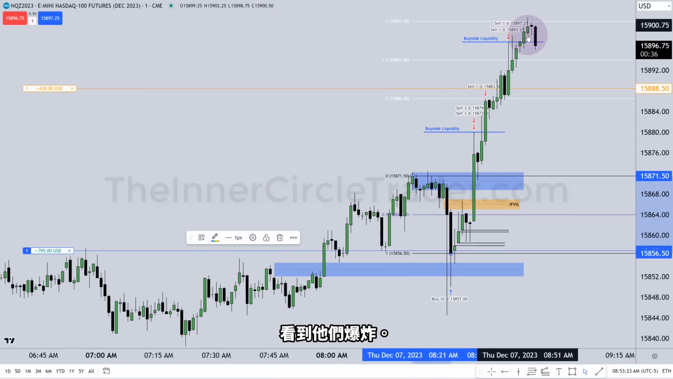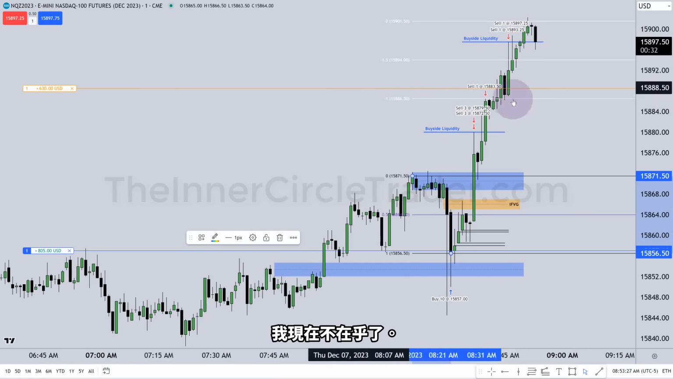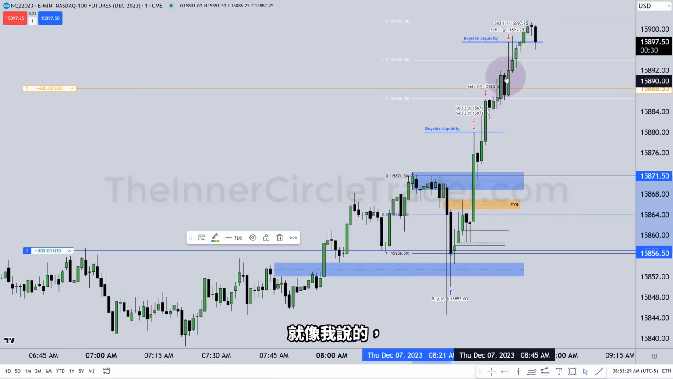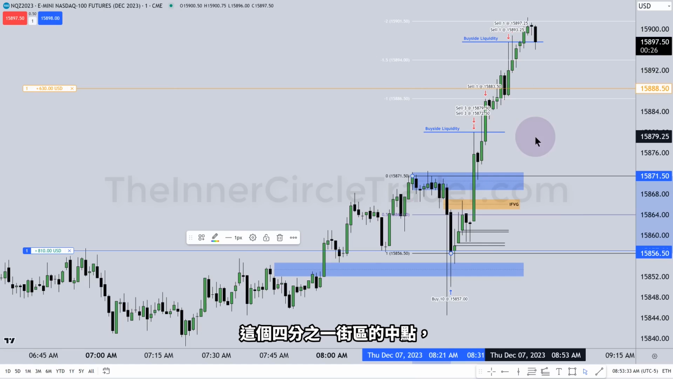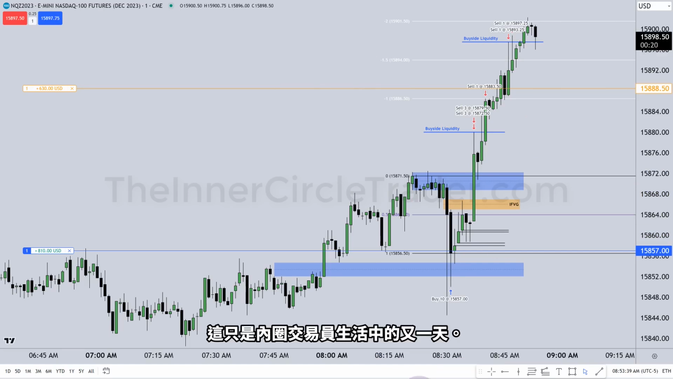Boom. Beautiful, beautiful. So I don't care now, like I said, if it goes down and runs out the halfway point of this order block, then I'm done. I don't really care. Okay, so just another day in the life of the inner circle trader. That randomness, that random act of precision. You love it. I know you do.